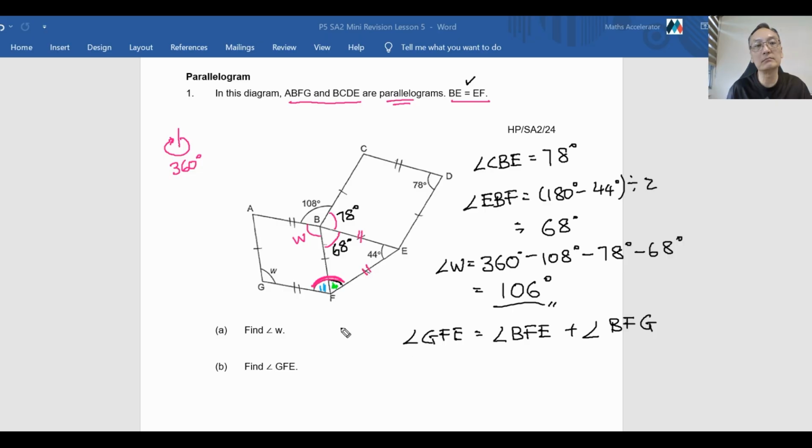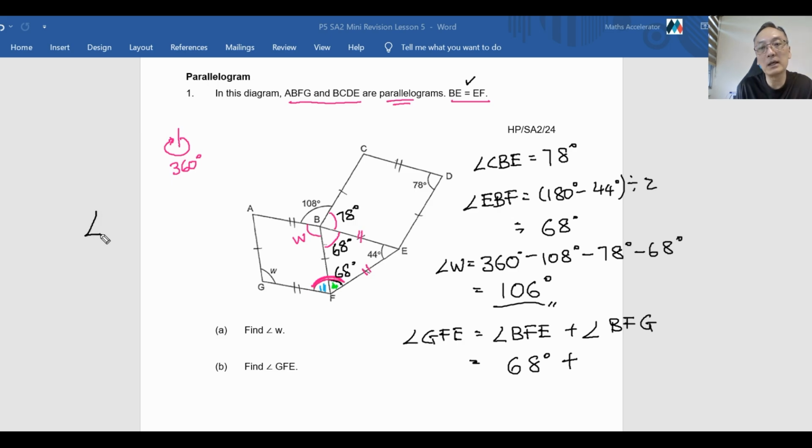So how do we find these two angles? Remember we have an isosceles triangle, and these two angles are identical. So we already know that BFE is 68 degrees, right? So that is easy. Next, we have to find BFG. Now we have to make use of the property that adjacent angles inside a parallelogram always add up to give you 180, right? So let's do our calculation here.